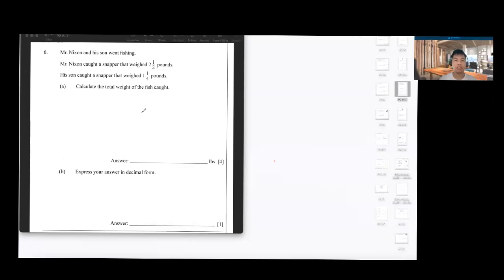Okay, so it's just addition. So you can arrange that this way. 2 and 1/2. Then 1 and 1/4. So you add the whole numbers. That's 3. And do you know what's the answer for 1/4, 1/2, and 1/4?